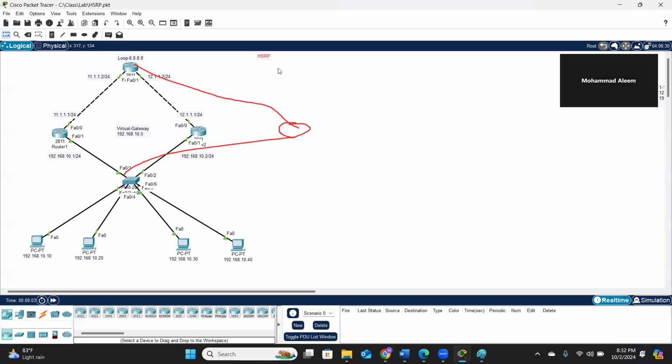So as we discussed yesterday, in HSRP, we have three modes of routers. The first one is the active router, and then the second router is standby. Then one more is the listening router.